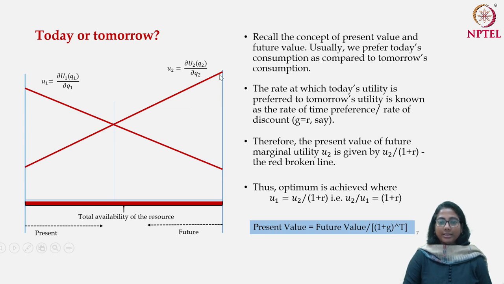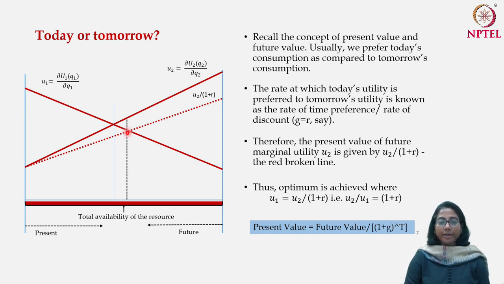So instead of going by this line U2, we will actually construct a new line which will denote U2 by 1 plus R. So you see what is happening, this U2 is rotating as it is divided by a factor 1 plus R. So instead of going by this point, we are now looking for the intersection between U1 and U2 by 1 plus R. So the new equilibrium that we are saying will give the optimum result is at this point. This intersection between the red broken line representing U2 by 1 plus R and the solid line of U1 actually gives you the point of optimality, or tells you how the resource needs to be divided between today and tomorrow.